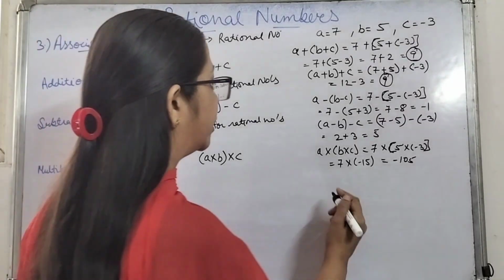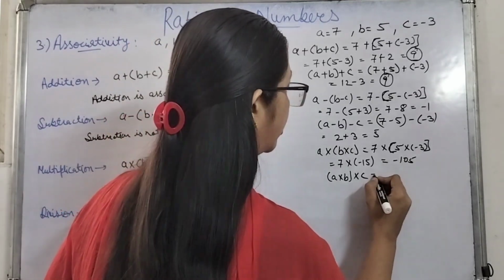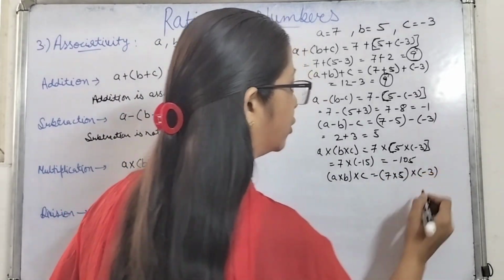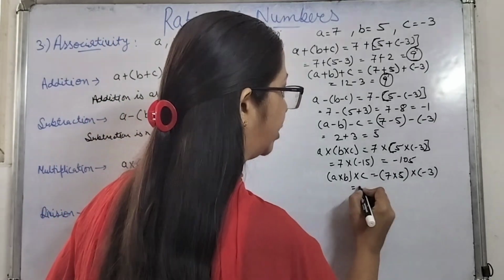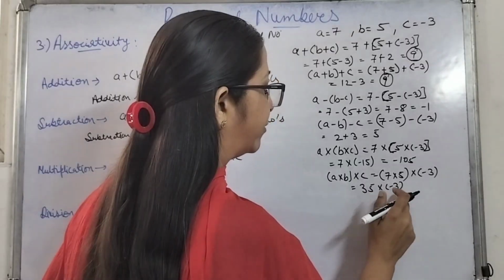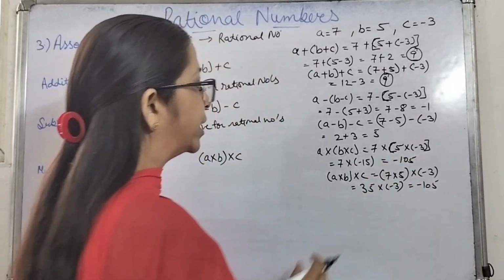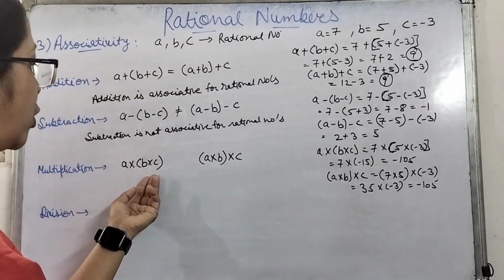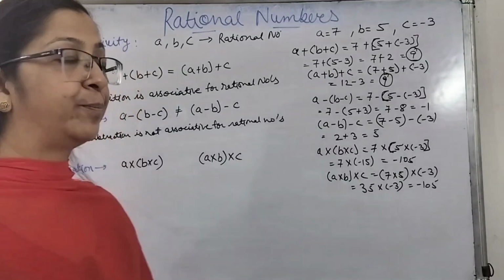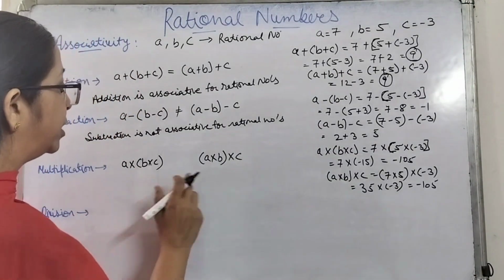Now if we will be taking group of A and B first and then multiply the product by C, then what the result will be? 7 multiplied by 5 multiplied by minus of 3. 7 multiplied by 5 will be 35 multiplied by minus of 3. 35 3s are 105, and that too minus because the minus sign is over here. So we can see that if we have changed the order, then also the product of three rational numbers is equal. Changing of the order is not making any difference in the product of any three rational numbers.